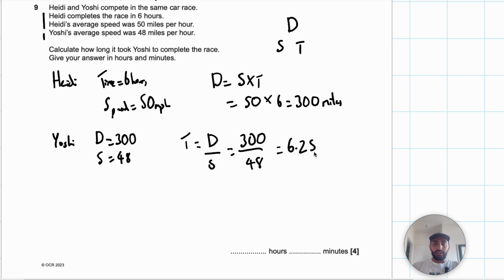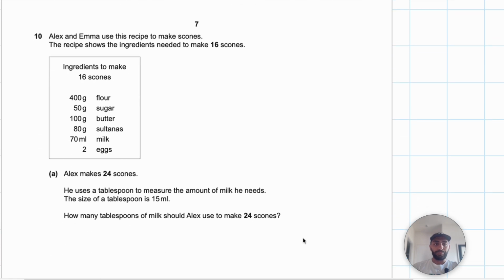I've got 6 hours here and 0.25 of an hour. What is 0.25 of 1 hour? That's the same as 1/4 of 1 hour. 1/4 of an hour is the same as 15 minutes. 60 divided by 4 gives me 15, so it's 6 hours and 15 minutes.